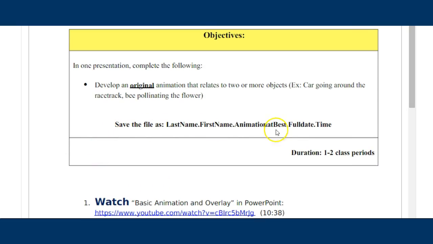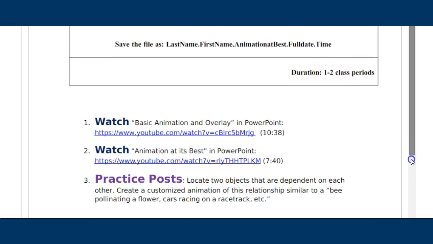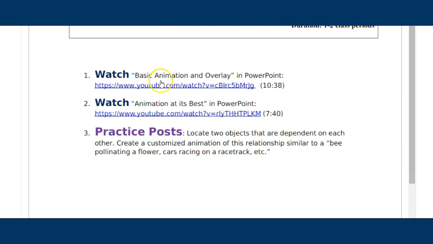Please note that you want to save the file correctly when you're done with your practice post, and it should take the duration of 1 to 2 periods. Once again, you're going to watch 2 videos, the basic animation overlay that we're used to, and then animation at its best, which means taking the skill of PowerPoint and bringing it to the next level. And last but not least, you're going to do an original animation similar to the one presented, such as a bee pollinating a flower or cars racing around a racetrack. Please note you cannot use those 2 examples. You have to come up with your own.